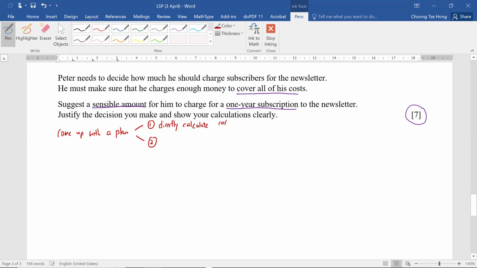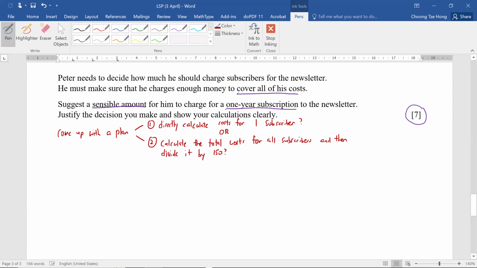Directly calculate the cost for 1 subscriber, or calculate the total cost for all subscribers and then divide it by 150 to find out how much we are going to charge for 1 subscriber.